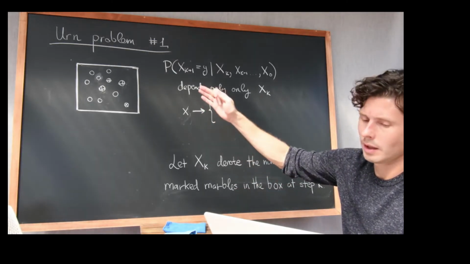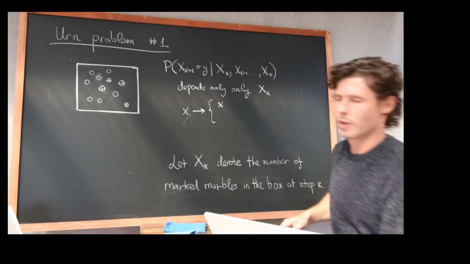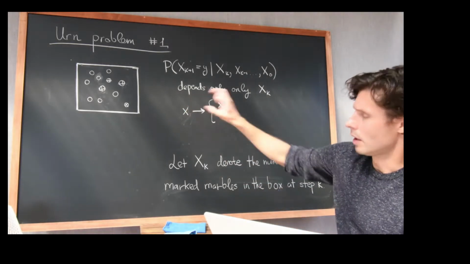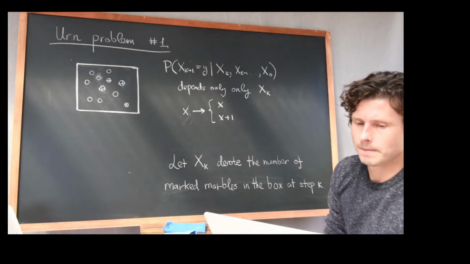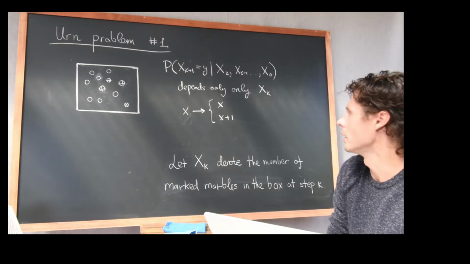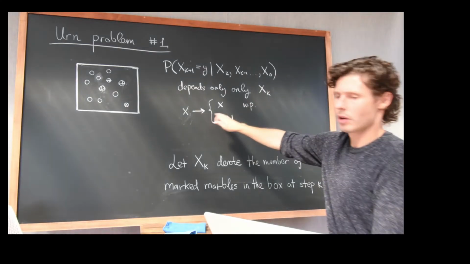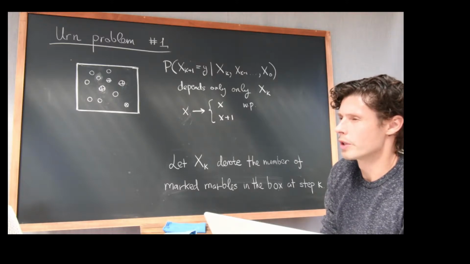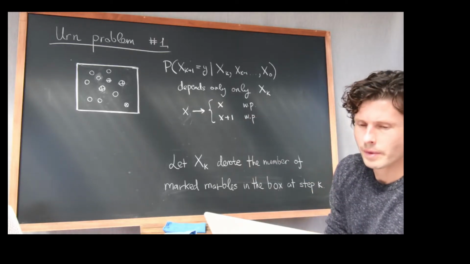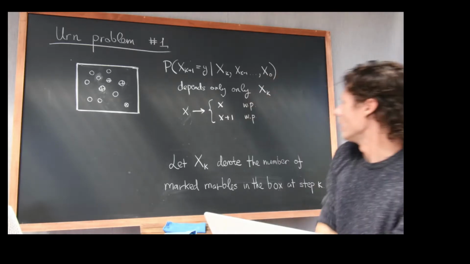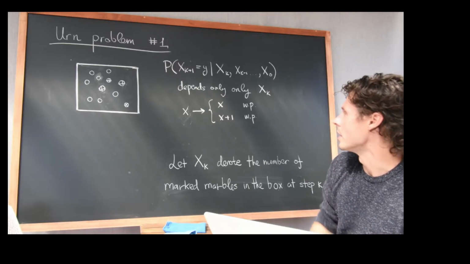If we have x marked marbles at any point in time, you can either stay at x, which corresponds to the event where we pick a marble that's already marked, or go to x plus 1, which corresponds to picking an unmarked marble. Once you're sure you have these transitions right, you want to assign them probabilities. WP means with probability. You can try to write out some examples if you have any trouble. But the reasoning goes as follows.